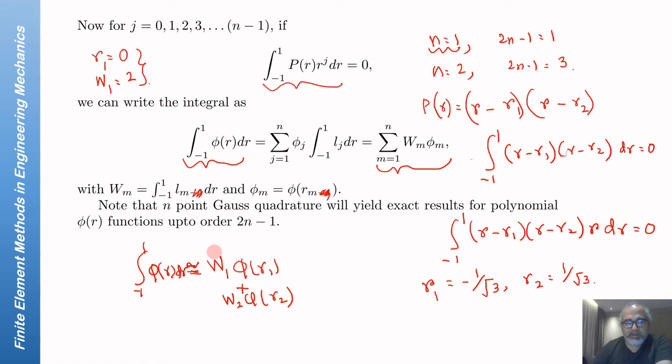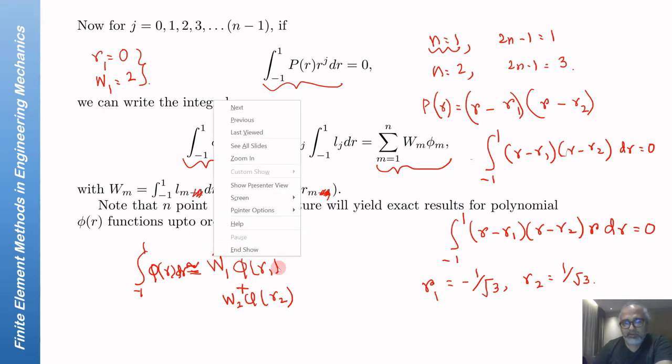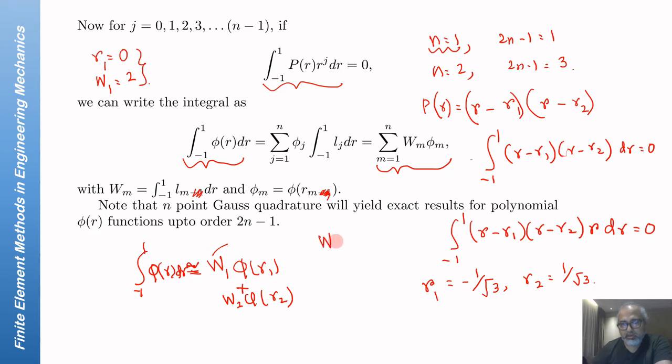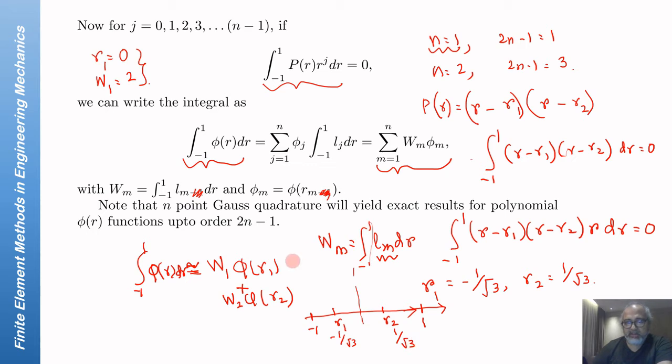Okay, now how do we determine w1 and w2? So remember, wm is the integral from minus 1 to 1 of lm dr, and lm is a function that is 1 at the mth point and 0 elsewhere. We have only 2 points, so on the r-axis you have r1 and r2. The r-axis is defined between 1 and minus 1, and your r1 is minus 1 by root 3, r2 is 1 by root 3.